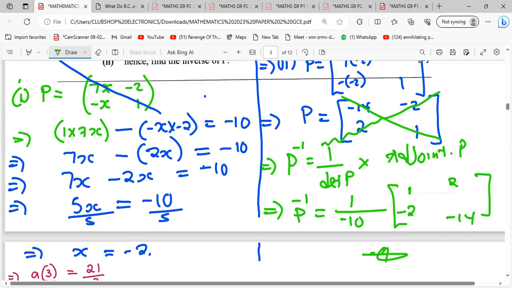So if you want to multiply, you can multiply. Okay, but we can even put the sign here. Okay, we go to question 3.